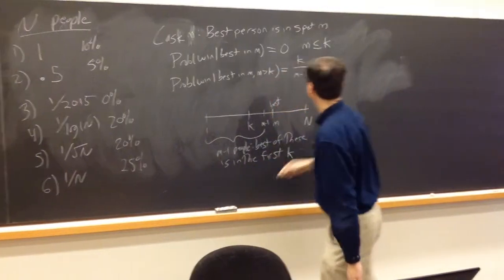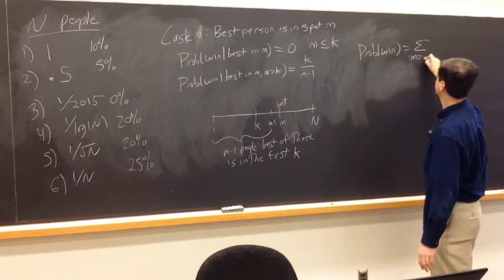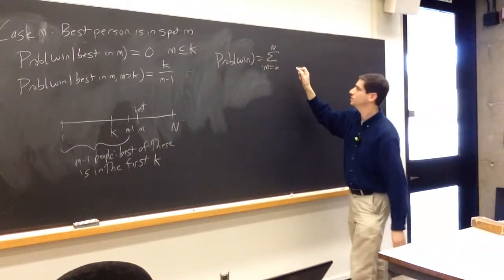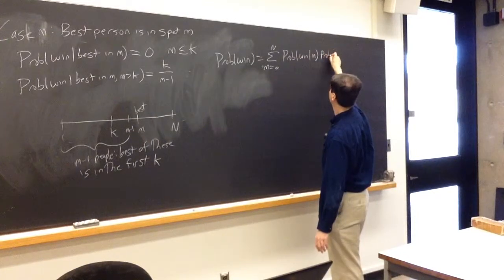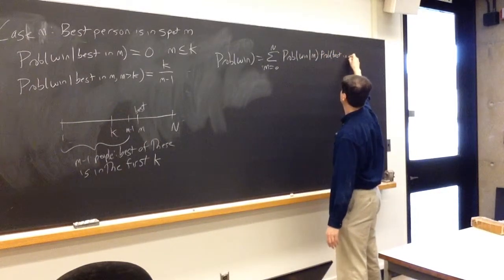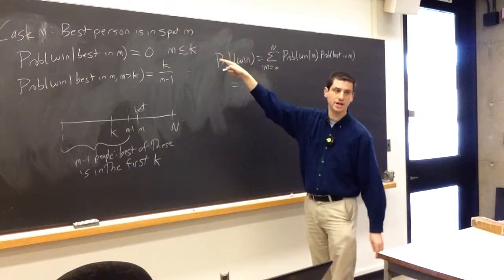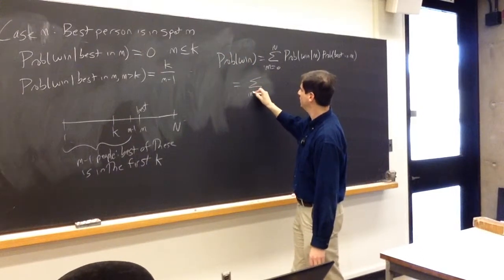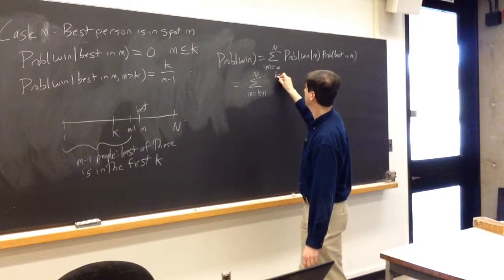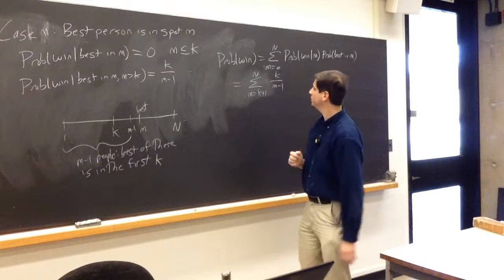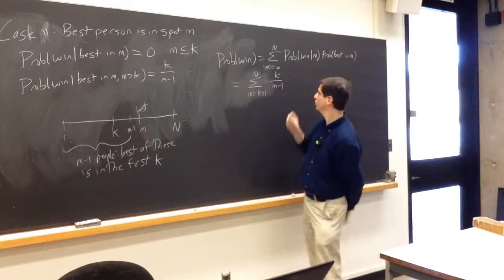So now that we know this, we can calculate the probability we win as a sum, with m going from 0 to n of the probability we win, given the best is at m, times the probability the best is at m. We don't have to worry about the sum all the way up to k, because that's just 0. So I just have to sum m from k plus 1 to n. The probability we win is k over m minus 1. And what's the probability the best is at m? 1 over n.